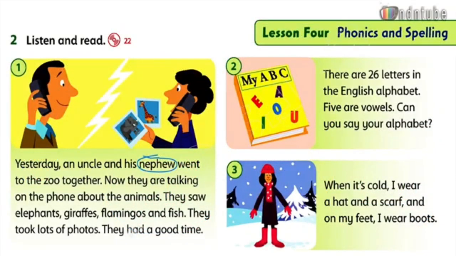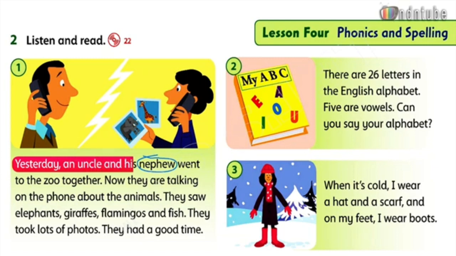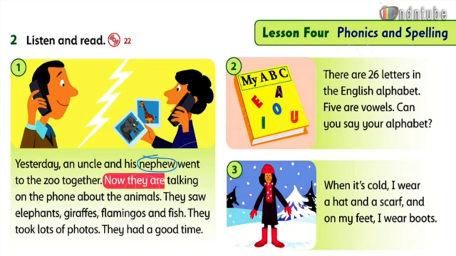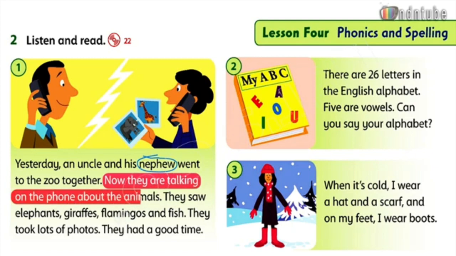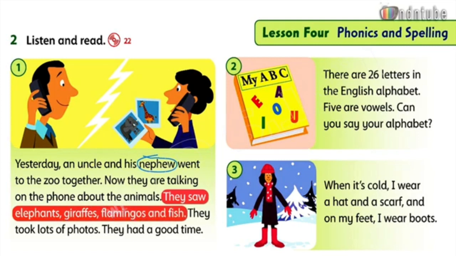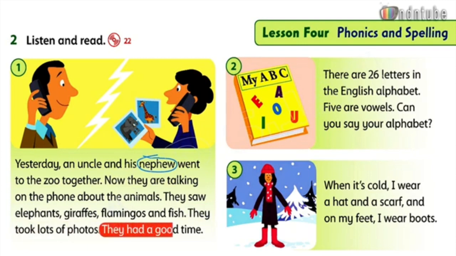Listening 22. Listen and read. Number 1. Yesterday, an uncle and his nephew went to the zoo together. Now they are talking on the phone about the animals. They saw elephants, giraffes, flamingos and fish. They took lots of photos. They had a good time.